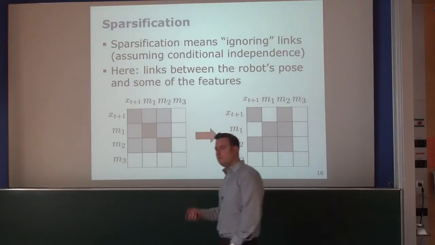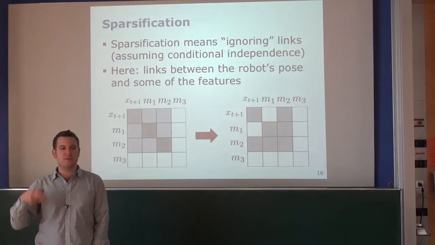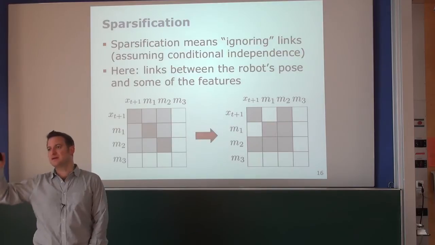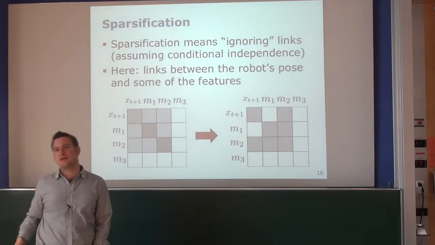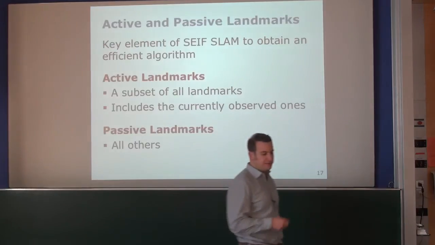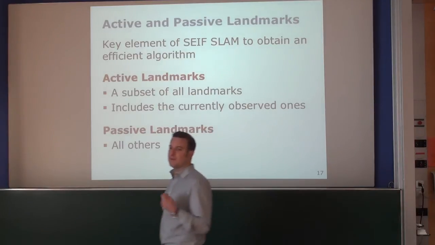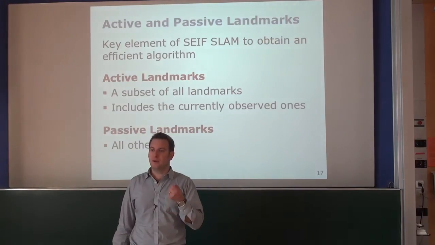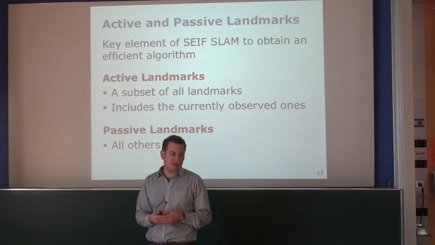But we only do that for active landmarks. If we have an active landmark, that's a landmark to which we maintain a direct link. Whenever we sparsify our matrix, that means we typically get rid of an active landmark, turn an active landmark into a passive one, because then there's no direct link between the robot's pose and this landmark anymore. And this idea of using active and passive landmarks and doing a sparsification based on them is an approximation, because you assume conditional independence between different variables in your state space.